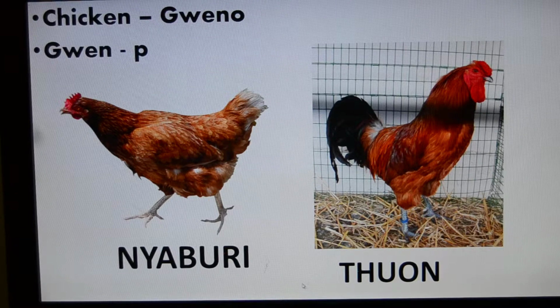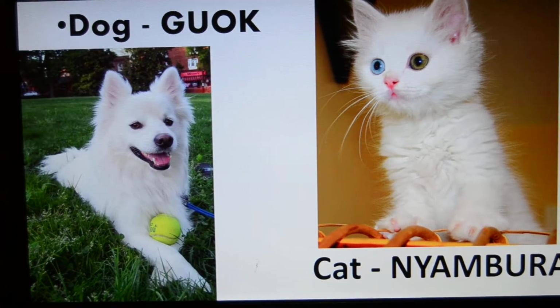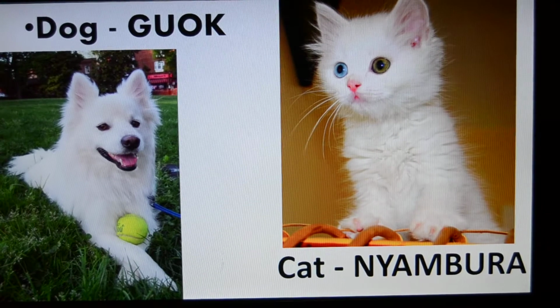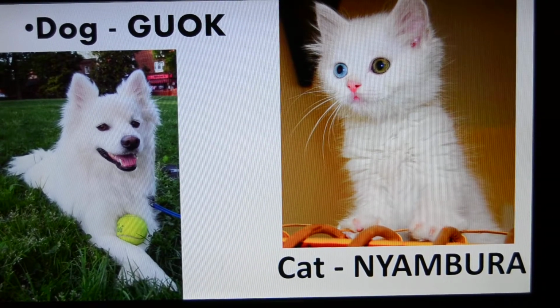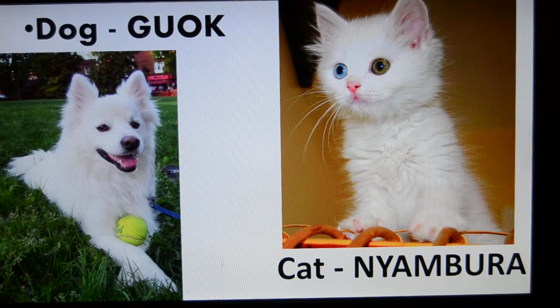And then the female is called nyaburi. Nyaburi. Right? Good. Now we move on to a dog. A dog is called guok. And a cat is called nyambura. Some people call it paka, but that is a corrupted name. So cat is called nyambura.